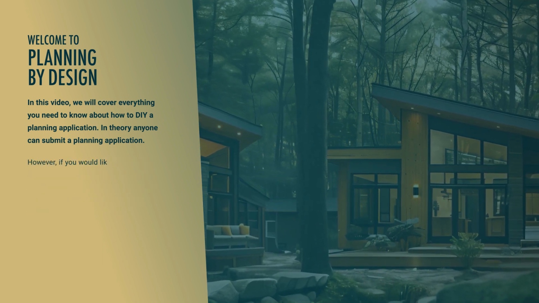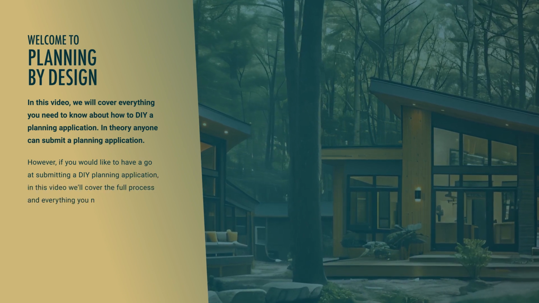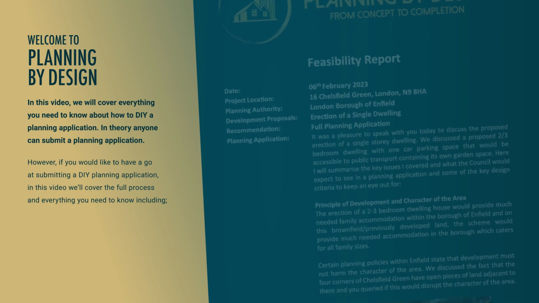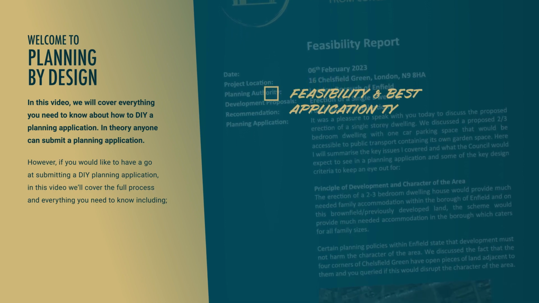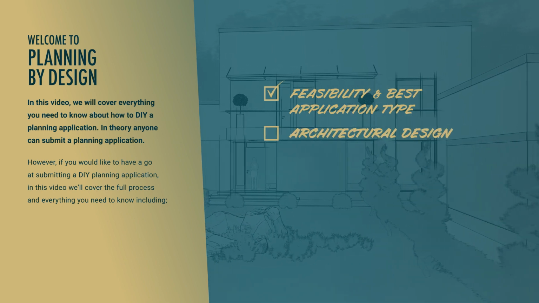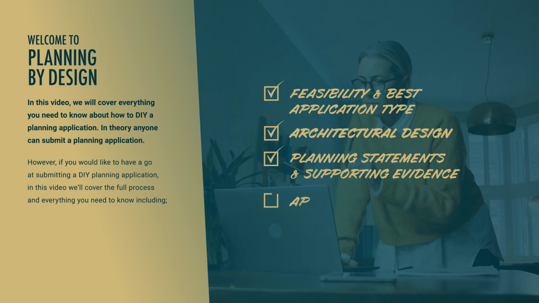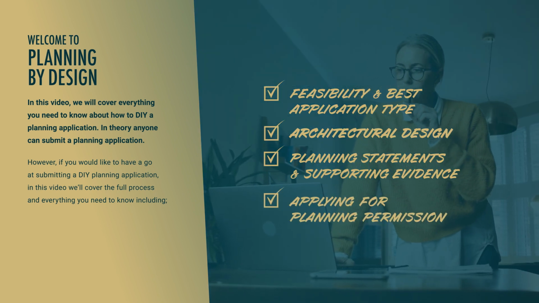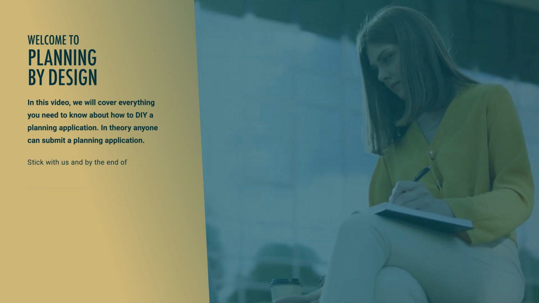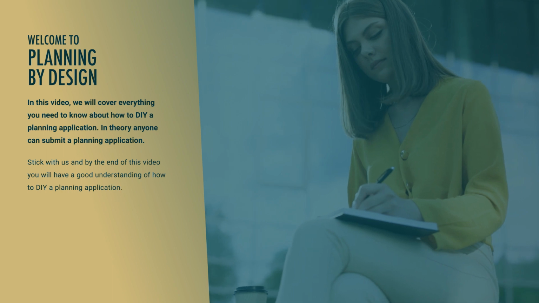However, if you would like to have a go at submitting a DIY planning application, in this video we'll cover the full process and everything you need to know, including what is the feasibility and best application type for your project, architectural design, planning statements and supporting evidence, apply for planning permission. Stick with us and by the end of this video you will have a good understanding of how to DIY a planning application.